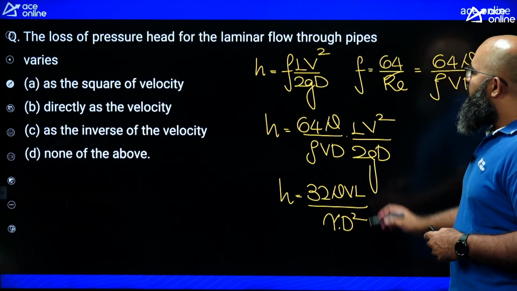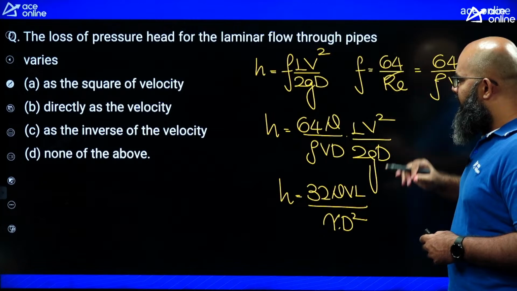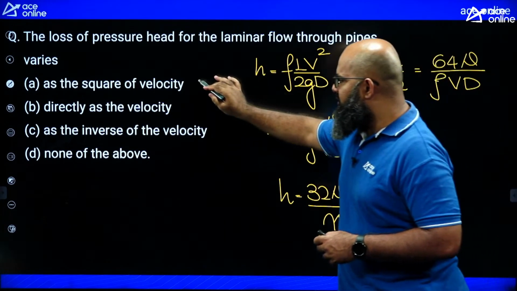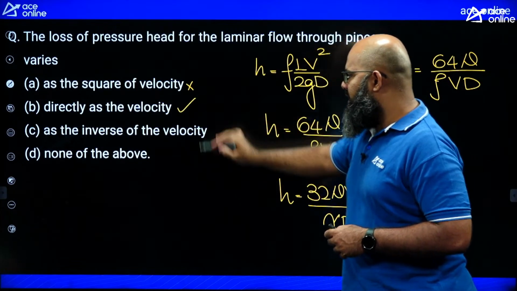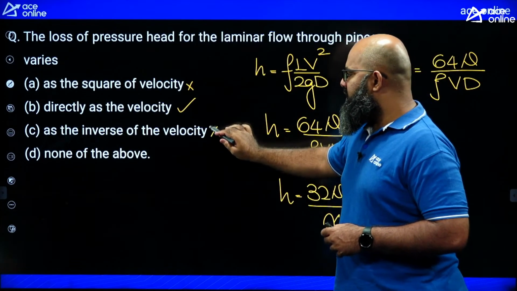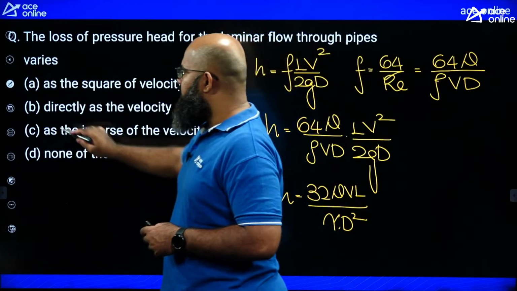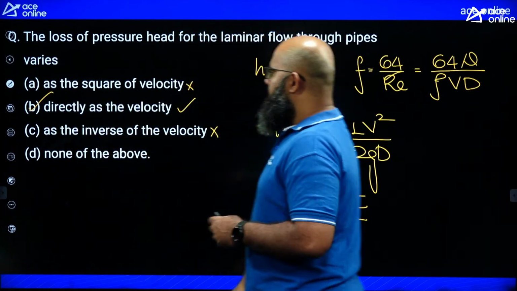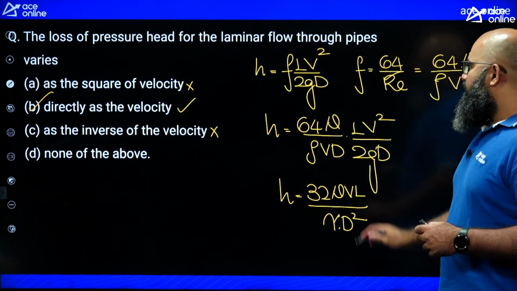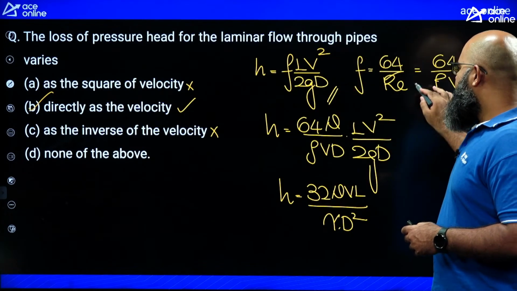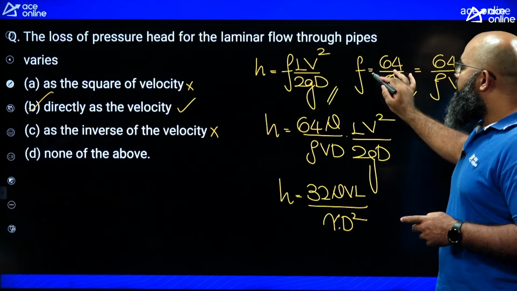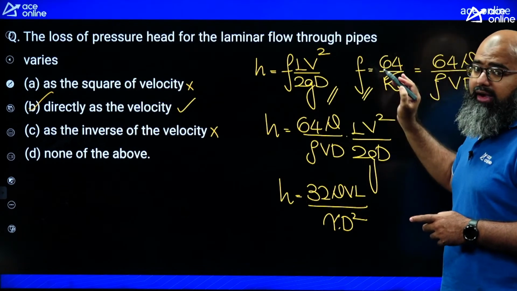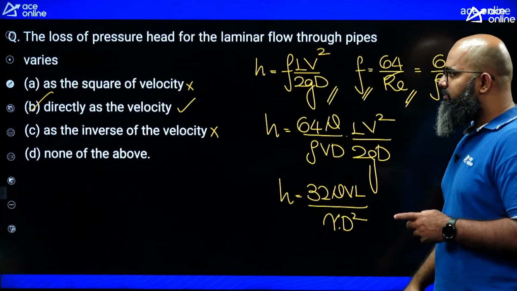Now it varies according to, he is saying square of velocity, that is wrong, it is velocity power 1. Directly proportional to velocity is correct. Inversely proportional to velocity is wrong. So the correct answer over here is option B. Try to remember the formula at least of the Darcy equation and friction factor in the case of laminar flow. This is friction factor, mind you, not coefficient of friction.